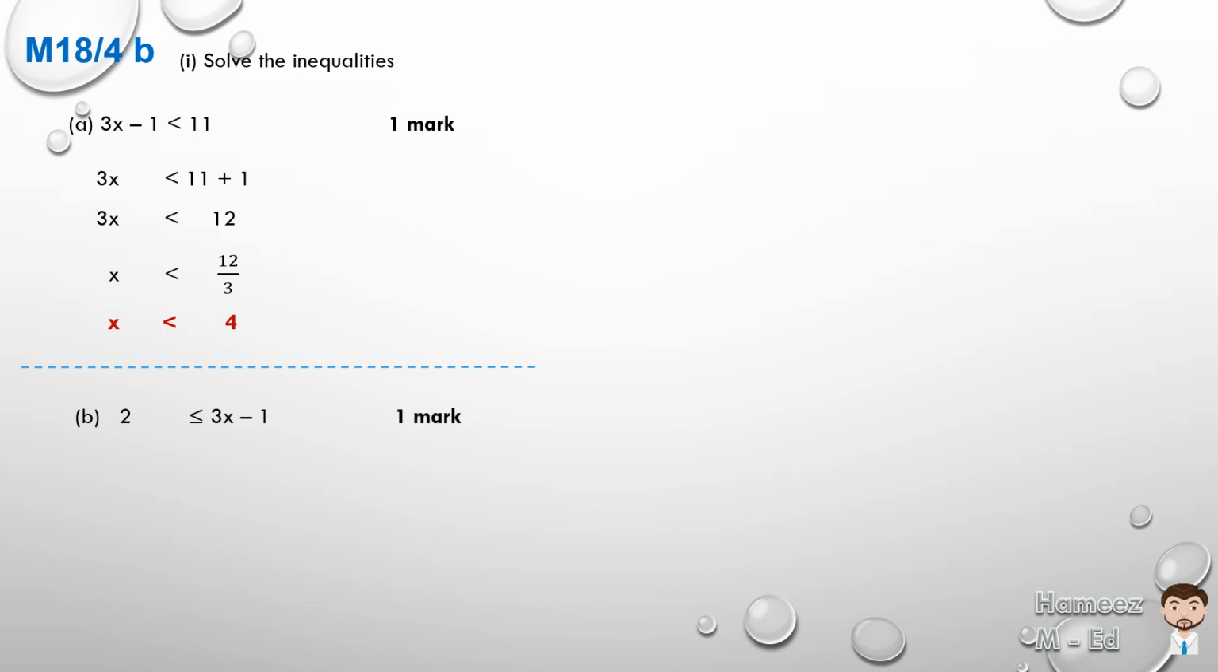For part B, 2 is less than or equal to 3x minus 1. So we want to find x alone on the right-hand side. So let's transpose and move everything else across. So the first thing to move is the minus 1. On the right side, when you carry it across, it will add. So we'll get 2 plus 1 is less than or equal to 3x. So 2 plus 1 is 3. 3 is less than or equal to 3x. So if you want x alone, it will be 3 divided by 3. 3 into 3, 1. So 1 is less than or equal to x.